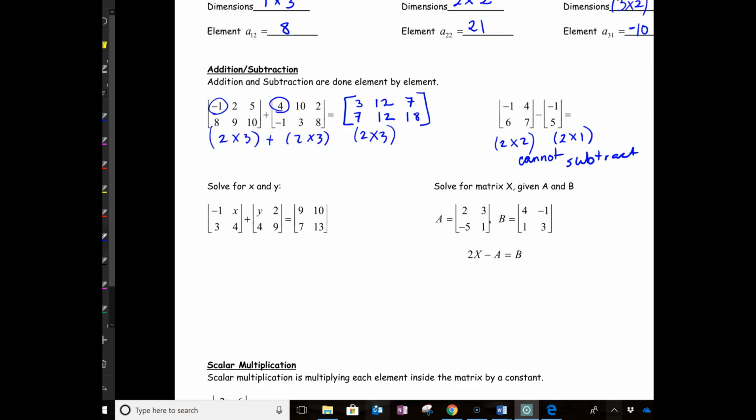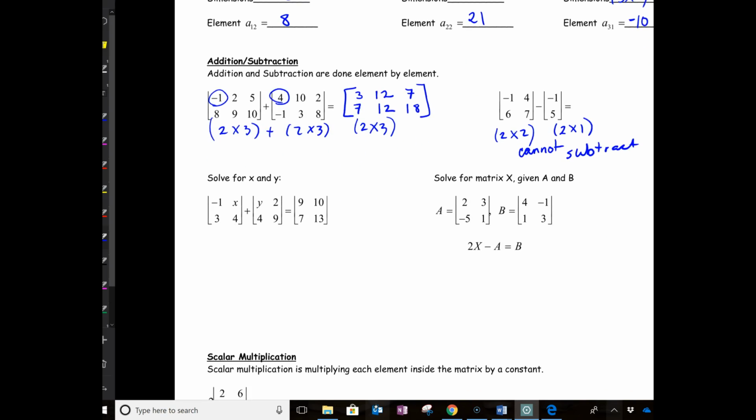Okay, looking at the next 2 examples, solve for x and y. If you're adding 2 matrices and you come together to get a result, you just need to know that you added the corresponding elements. So for example, -1 plus y we know is equal to what value? 9. X plus 2 is equal to what value? 10.